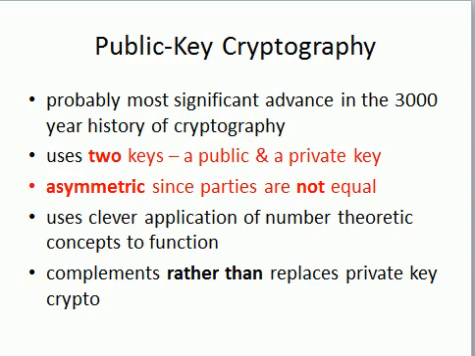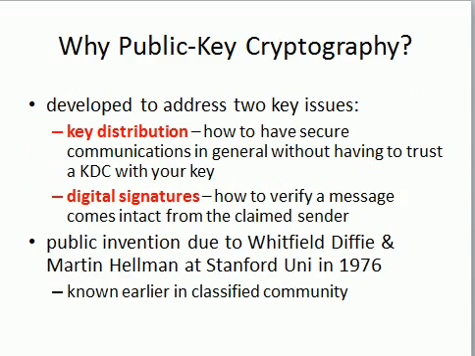In this public key and private key combination, either one can be used for encryption and the other can be used for decryption. Now, what is the necessity for public key cryptography? It is used to address two key issues. One is key distribution, which is how to have secure communication in general without having to trust a key distribution center with your key. And the second one is digital signature, that is, how to verify a message comes intact from the claimed sender.